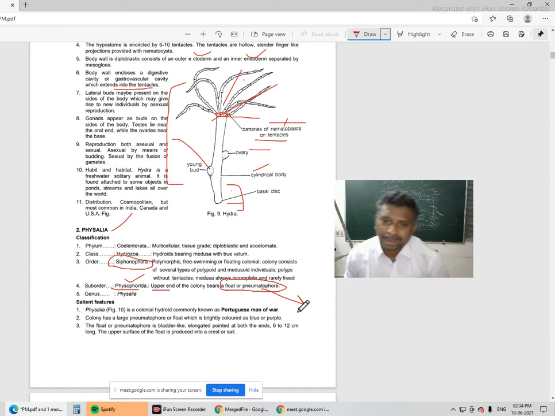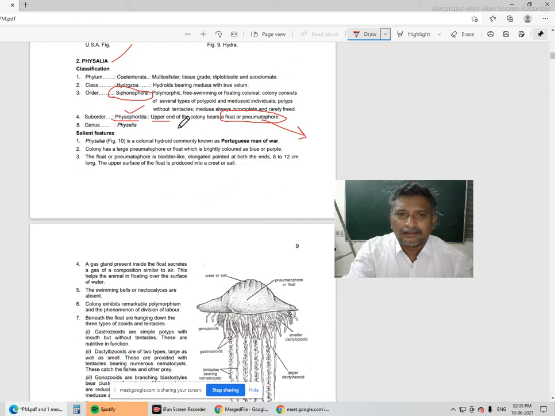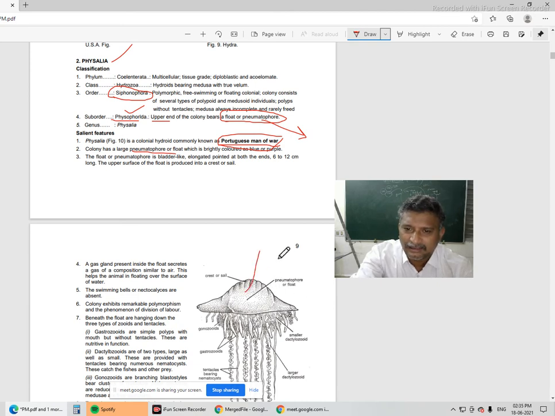Yes. So what is the other name of Physalia? Portuguese man of war. So Portuguese man of war is the other name of Physalia. The colony has a large nematophore. See this diagram. This entire one is a nematophore.